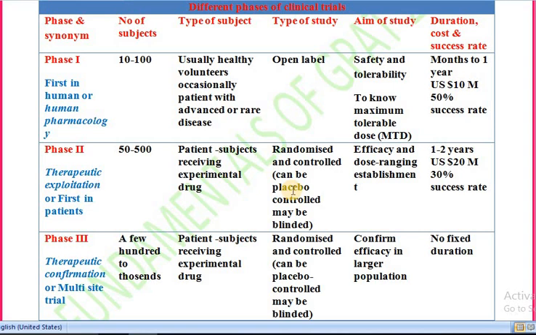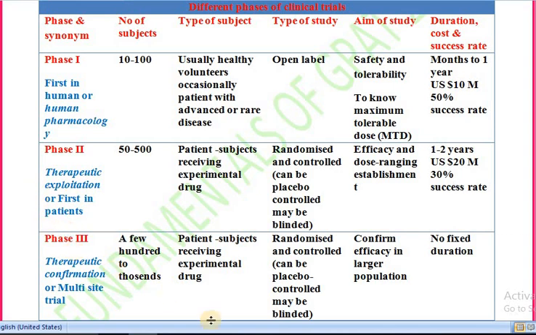Then what type of study is there? Randomized or controlled studies, which can be placebo controlled or maybe blind. So what is the aim of this phase second? It is used to determine the efficacy and dose ranging establishment. The main aim of a phase second clinical trial is establishment of dose and efficacy. So it will have 1 to 2 year of duration and will cost around 20 million US dollar and 30% is the success rate.